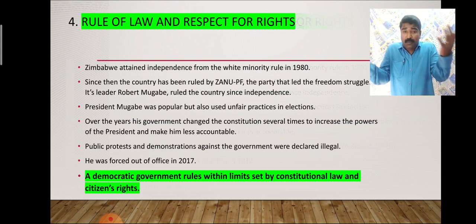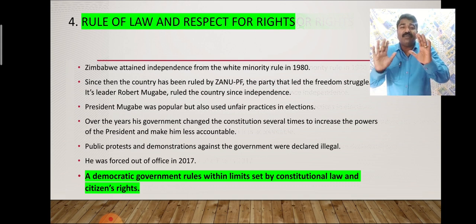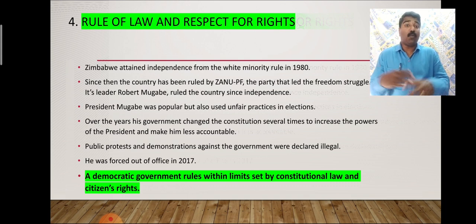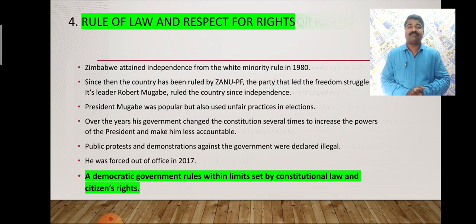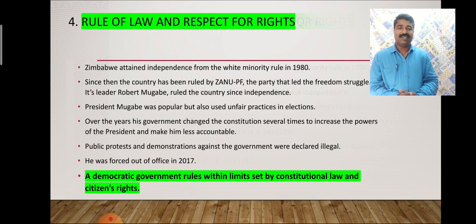President Mugabe was very popular. But what was he doing? A lot of unfair practices. He is a popular leader, but doing unfair practices. Over the years, his government changed the constitution. Why did they change the constitution several times? To increase the power of the president and make him less accountable, less responsible. No need to give a lot of things to the people. So they changed the constitution again and again.